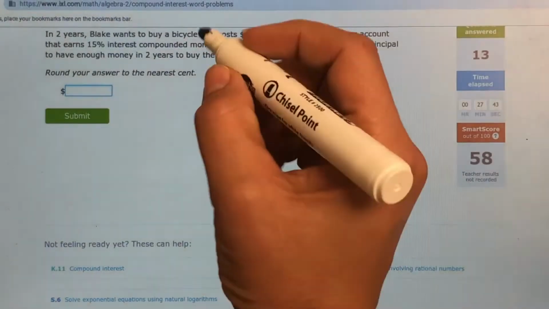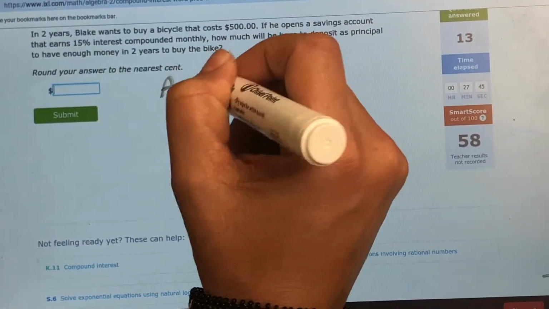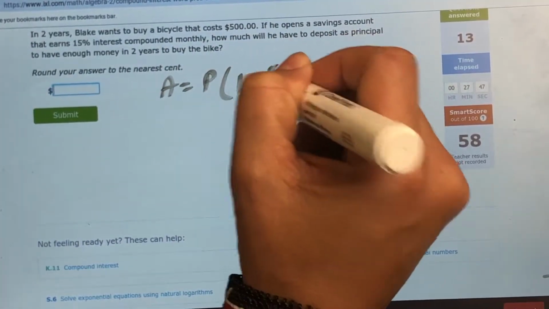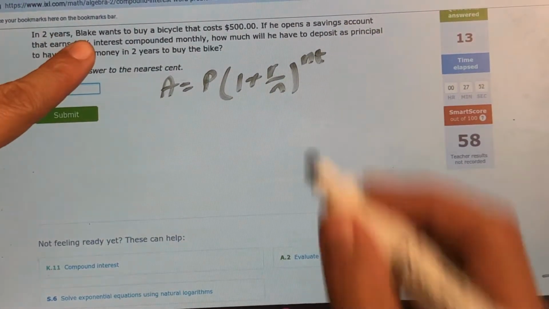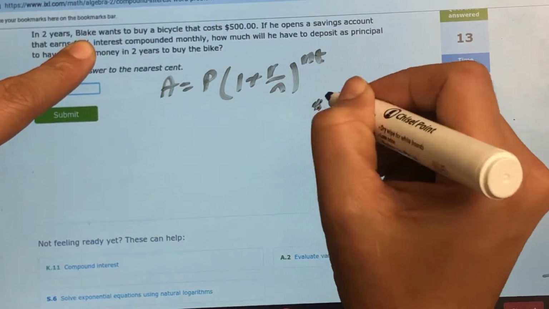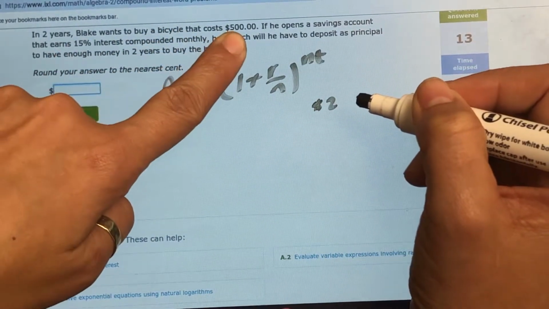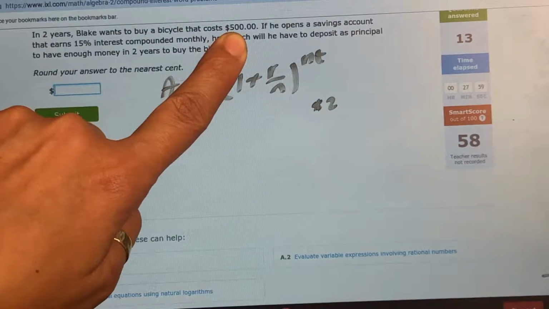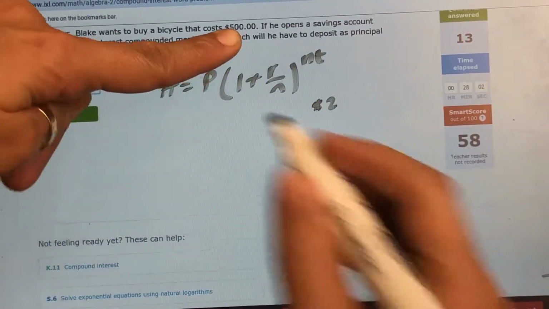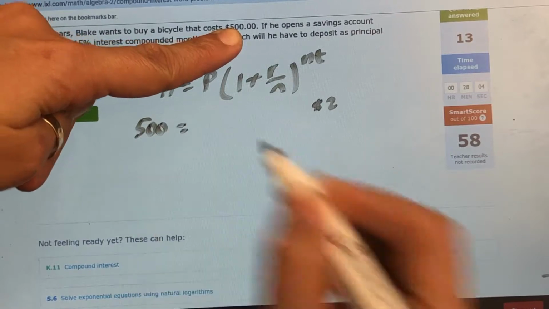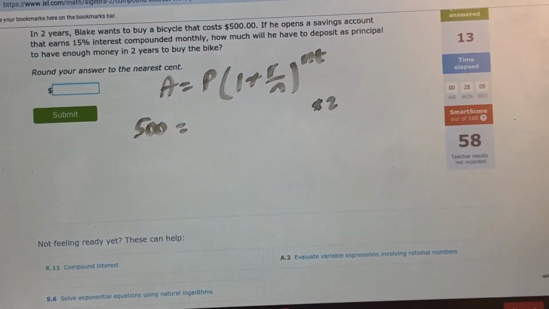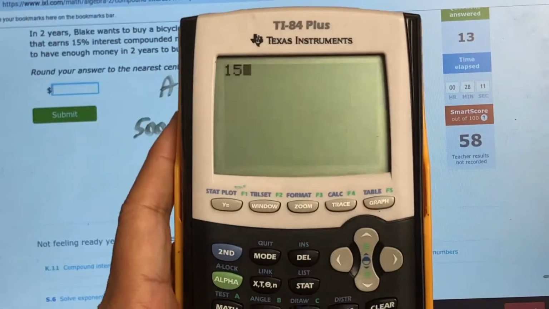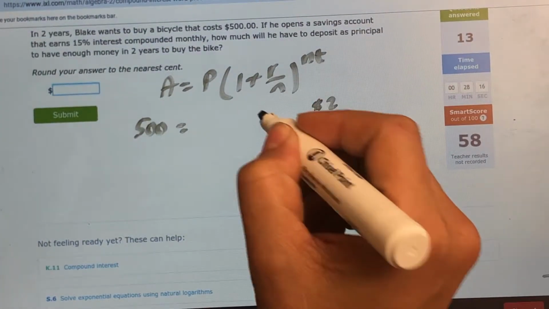All right, so again, you write down the formula. A equals P, parentheses 1 plus R over N, and T, and you plug in all the numbers. So in 2 years, so that's that number there, so times 2. Blake wants to buy a bicycle that costs 500. So this is the end cost, okay? So that's going to be A, so that's 500 equals. If he opens a savings account that earns 15% interest, so again, we need to turn that into a decimal. So we're going to do 15 divided by 100, 0.15, so that's my R.